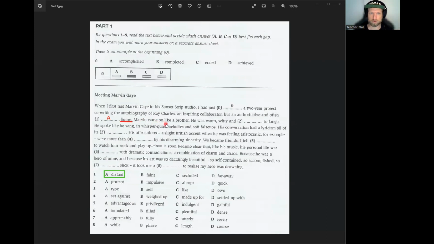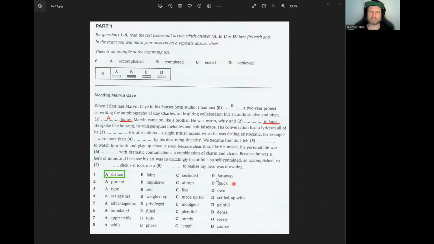Marvin came on like a brother. Okay, maybe the opposite of Ray Charles. He was warm, witty, and to laugh. Okay, so here I see immediately I want to underline here to laugh because that seems to be part of a phrase. Let's have a look at our options. Prompt to laugh, impulsive to laugh, abrupt to laugh, and quick to laugh.